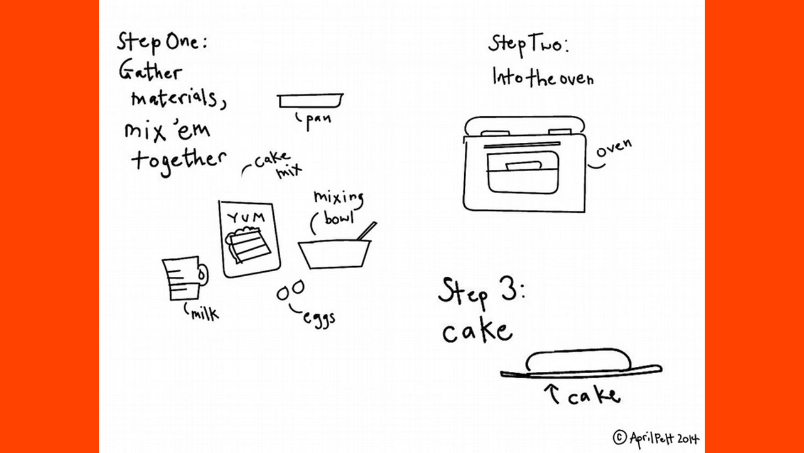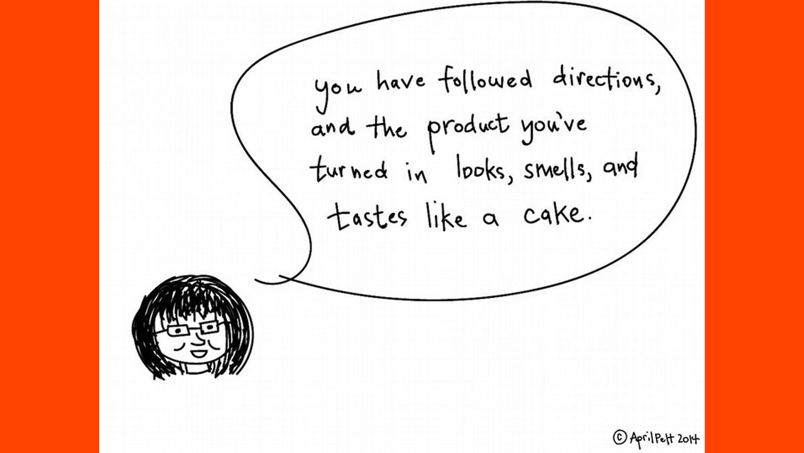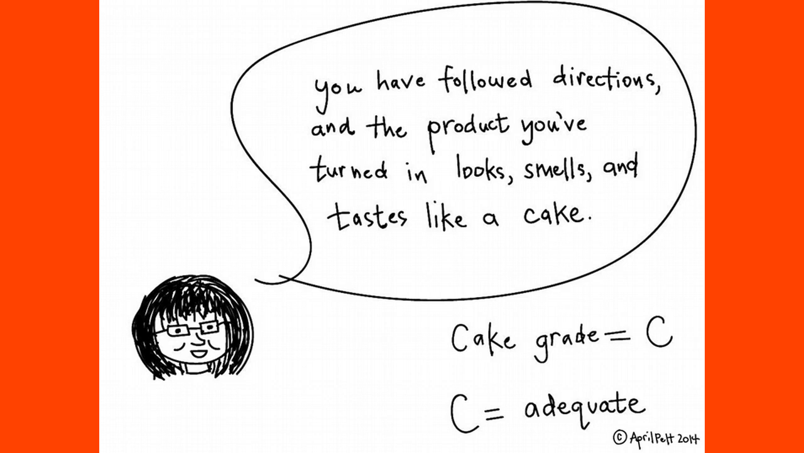If you follow the directions and you turn in a product that looks, smells, and tastes like a cake, then you are going to earn a C on this assignment because a C in this course indicates adequate performance. So this cake is nothing fancy. You followed the basic instructions on the box, put the right ingredients in, and you came out with a product that looks and smells and tastes like a cake. It's a satisfactory cake, but it's certainly not going to win any prizes at the state fair.